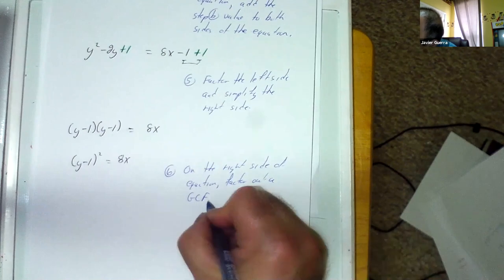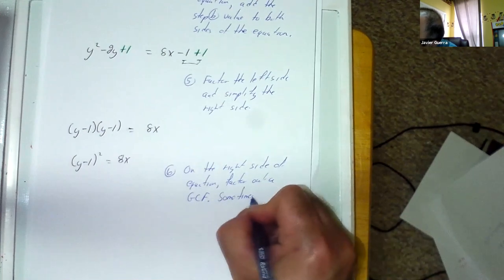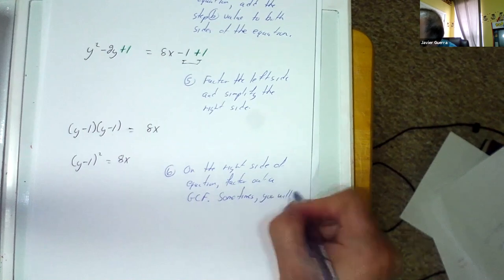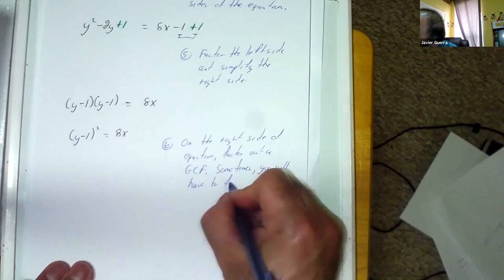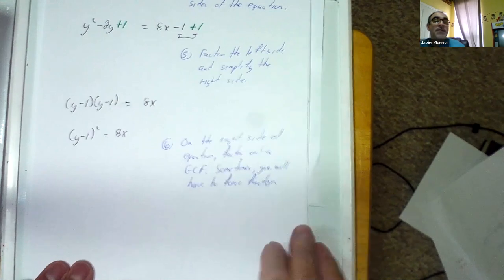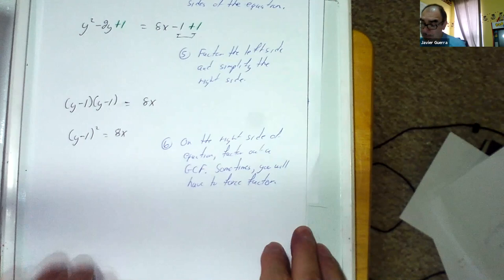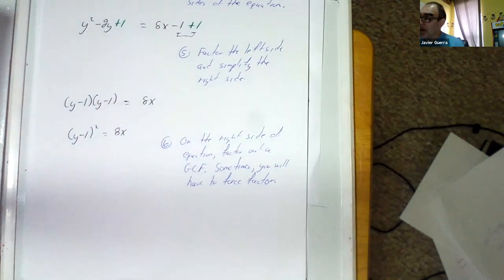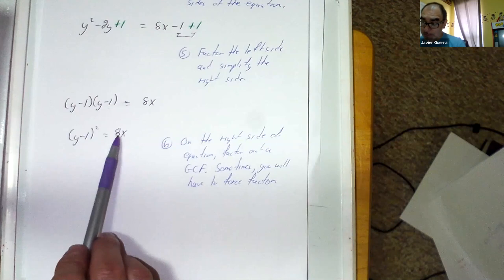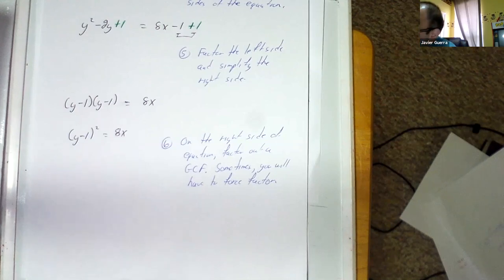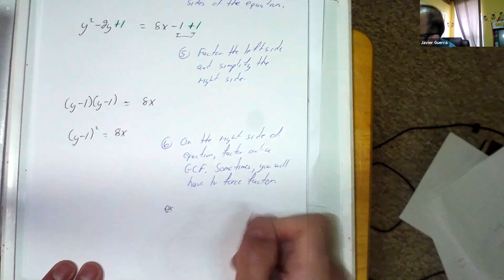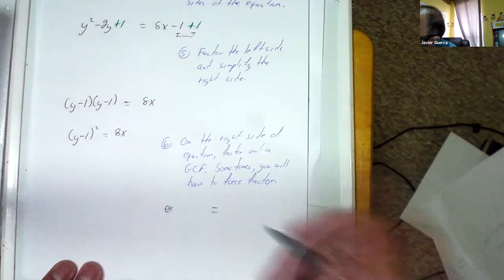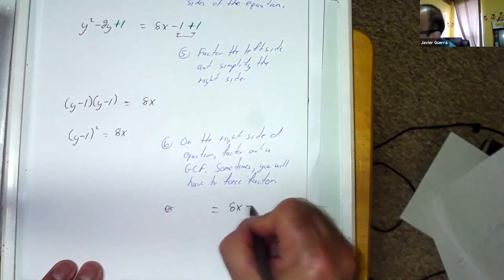Sometimes you will have to. Have you all ever heard of force factoring? No one has heard of force factoring? Okay, you probably have not. All right, so let me give you guys an example. Let's suppose that this expression on the right side wasn't like that. Let's say, for example, that on the other side it was 8x minus 16.